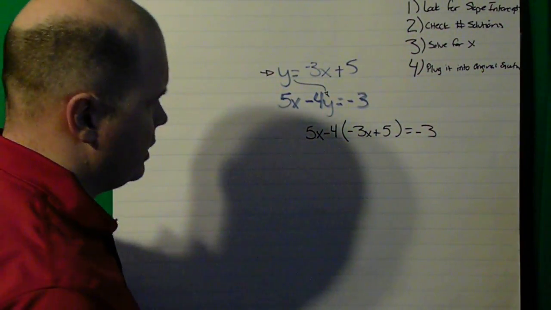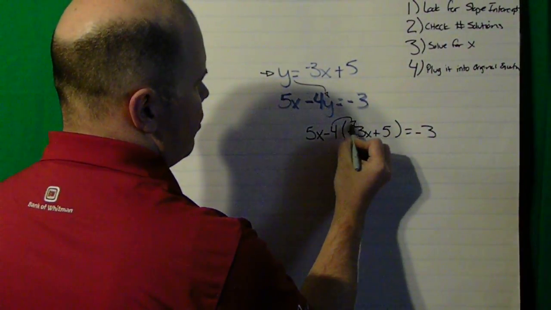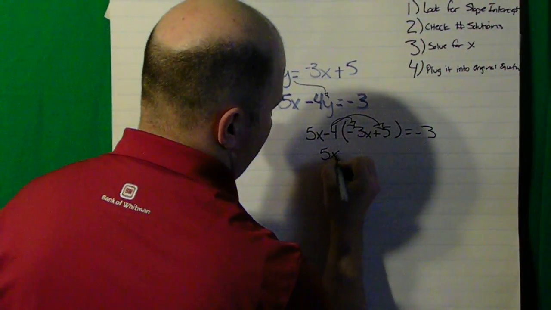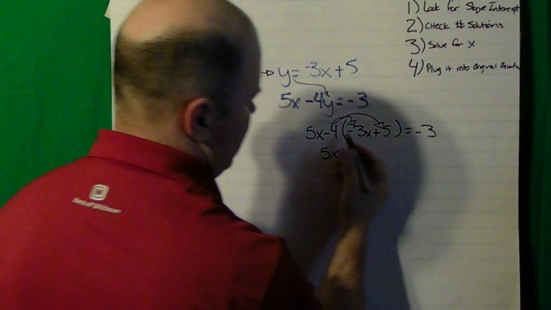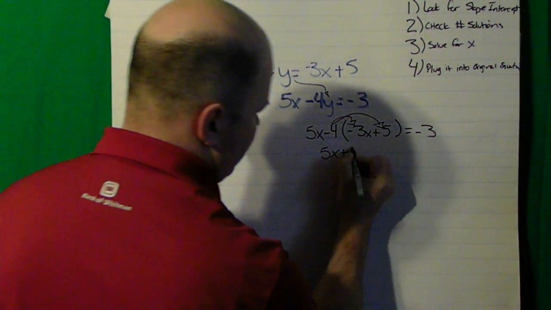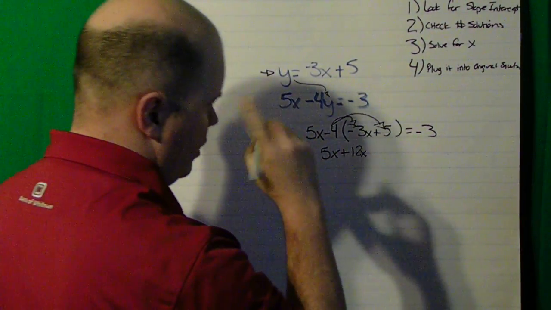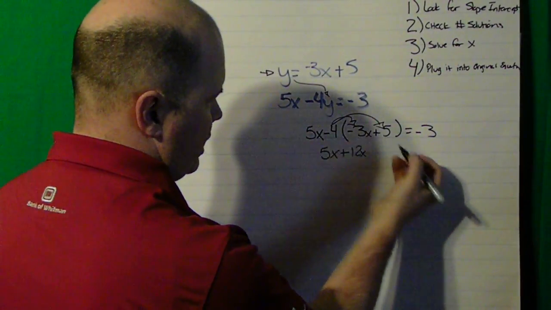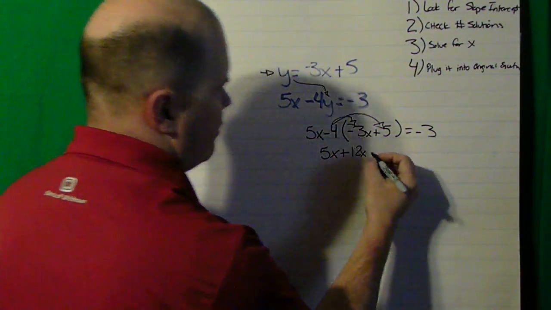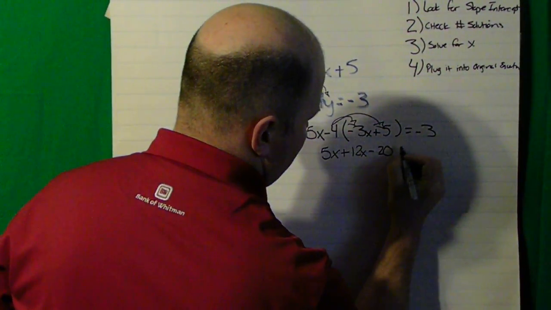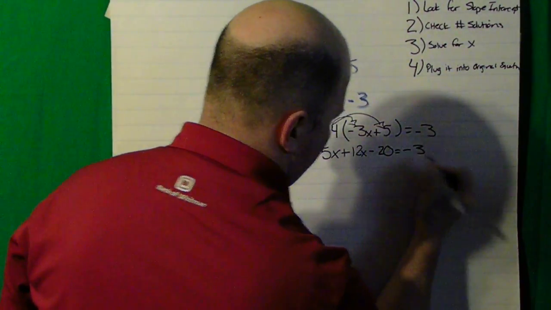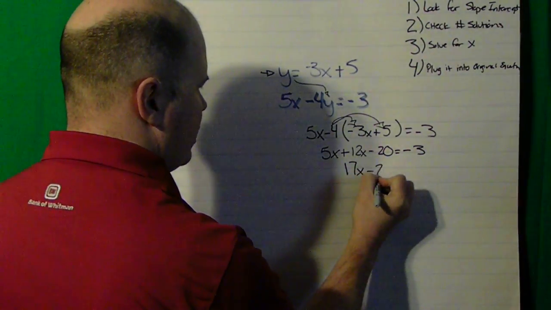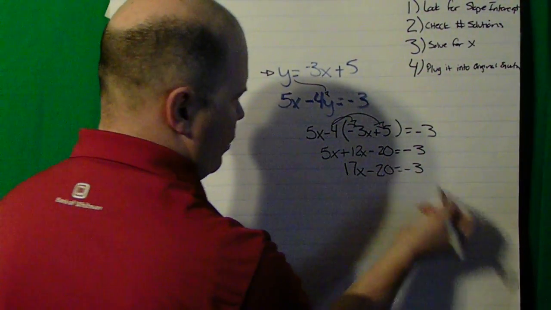And then I solve for x in that equation. So I've got to pull this guy in here. So I'm going to have 5x plus negative 4 times negative 3 is 12x. And then I've got negative 4 times positive 5. So negative 4 times positive 5 is negative 20 equals negative 3. Combine my like terms to get 17x minus 20 equals negative 3.